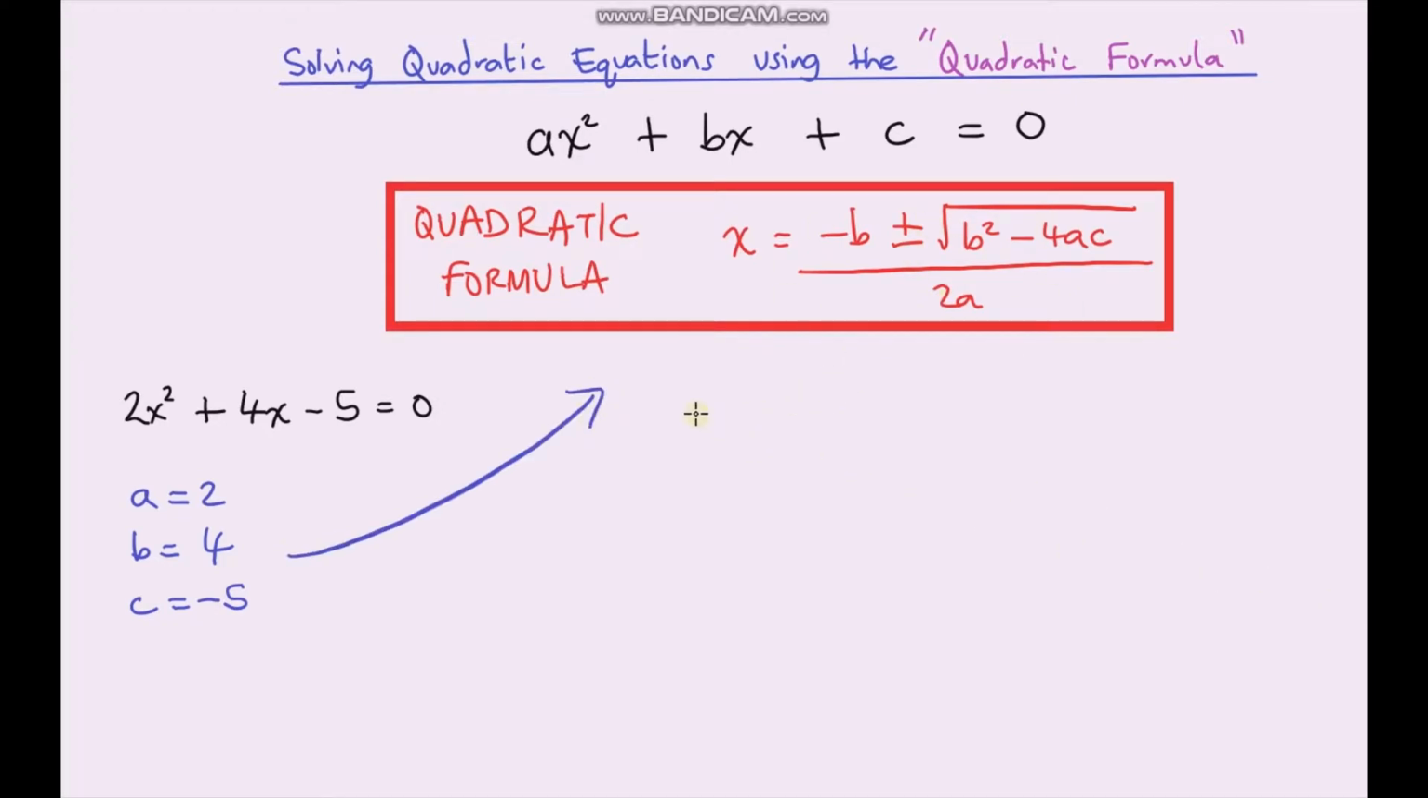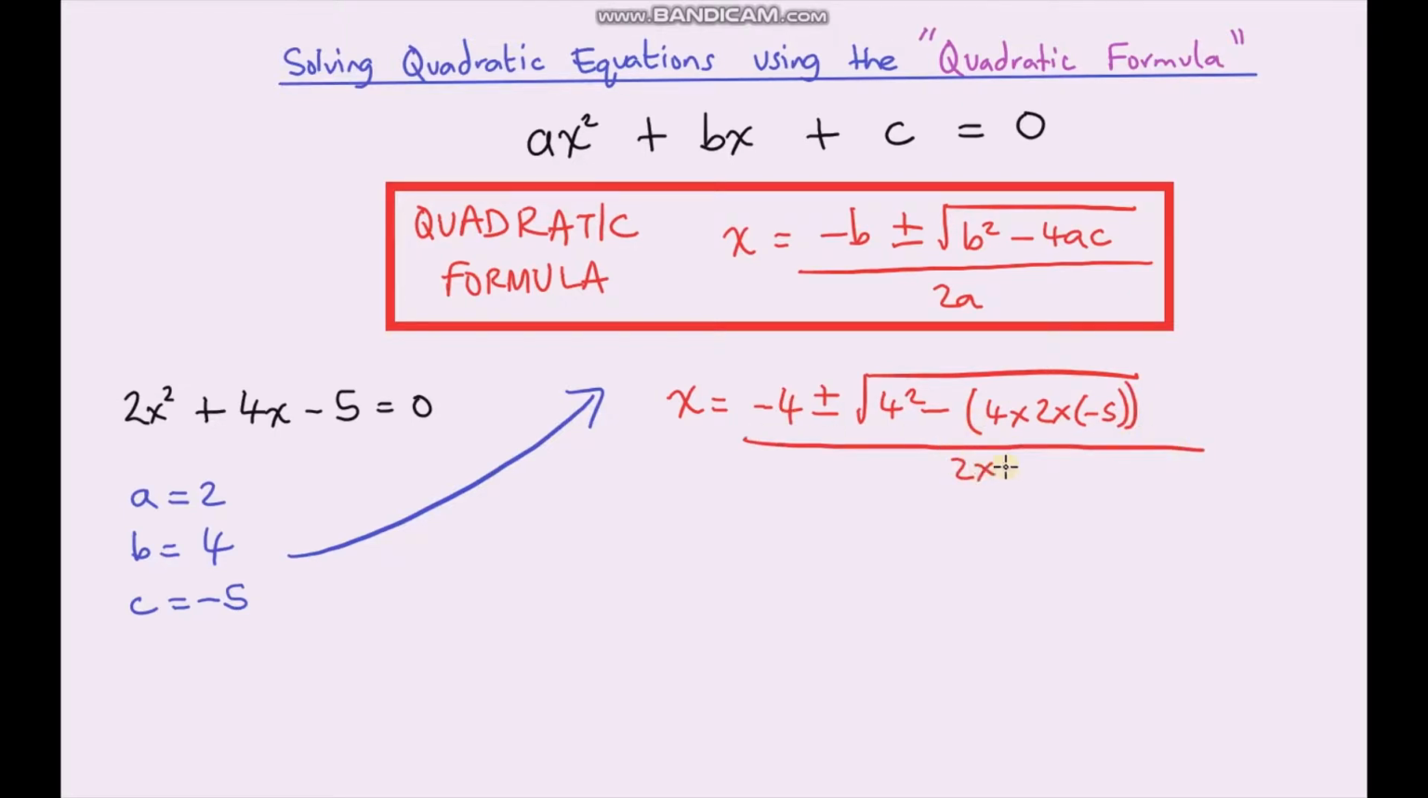So we are going to have x equals -b, so that's -4. And then we're going to have plus or minus the square root of b squared, so that's 4 squared, subtract, and I'm going to put brackets here, 4 times a, so 4 times 2, times c, which is -5, and we're going to put all of that over 2 times a, which is 2 times 2. Now you could just put all of this into your calculator and that will give you the solution straight away, but let's just go through it step by step.